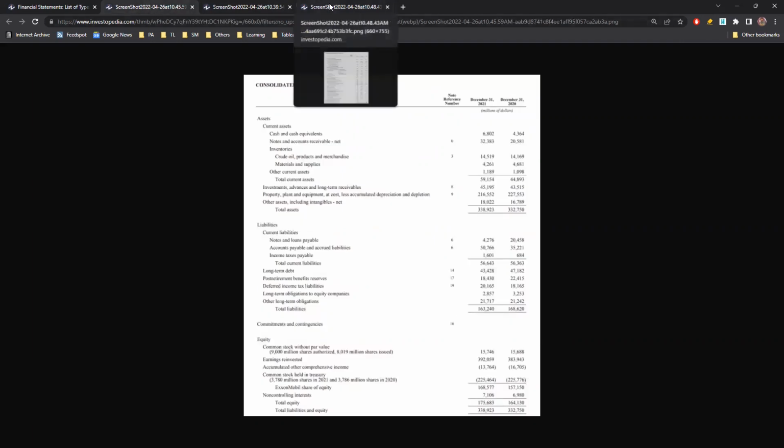Okay, and the other thing that I was talking about is we often use this particular cash flow statement in tandem with the P&L statement and the balance sheet statement, right? So this is for the following reasons.